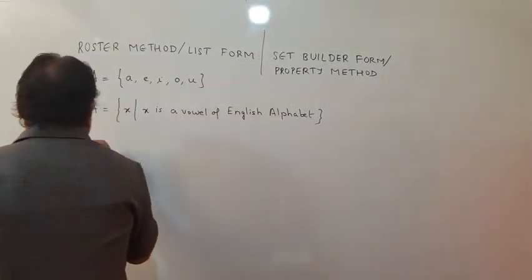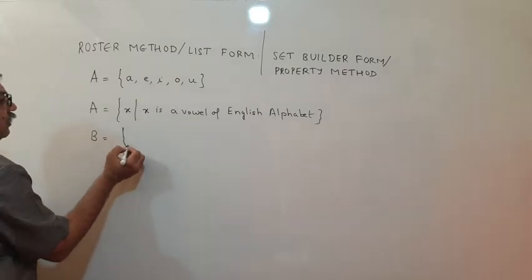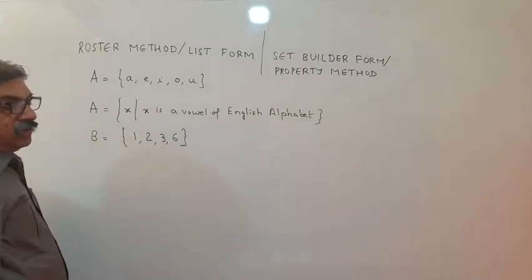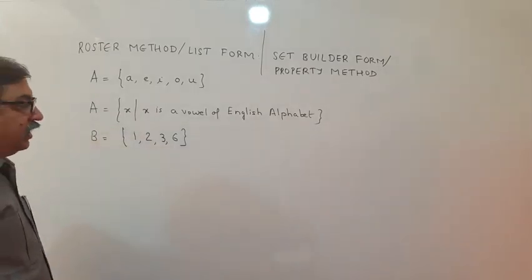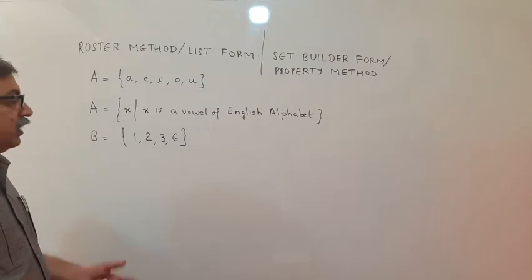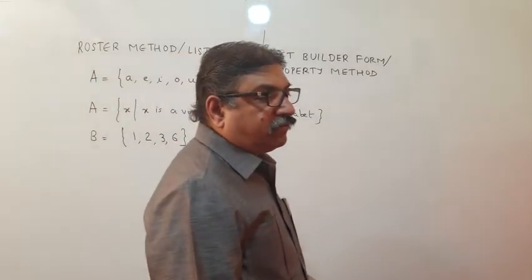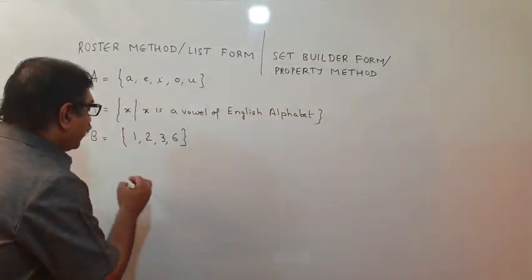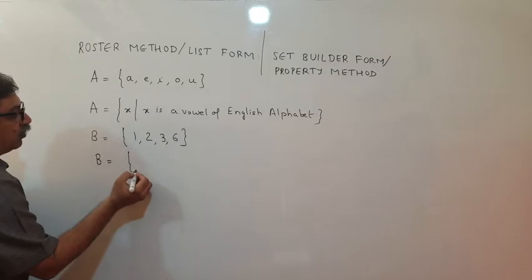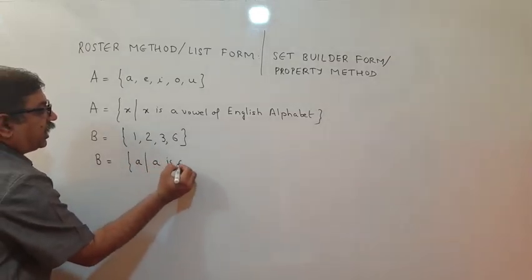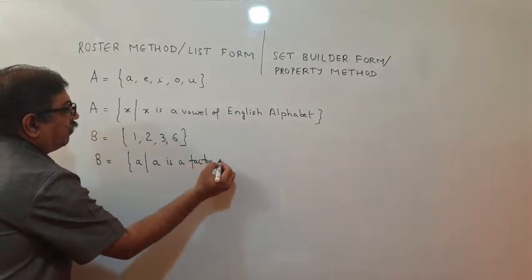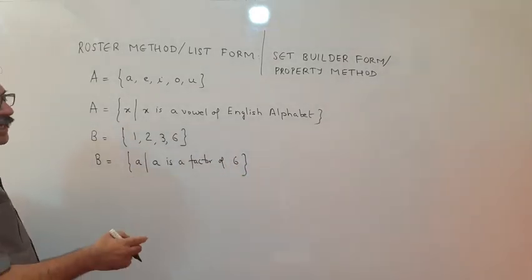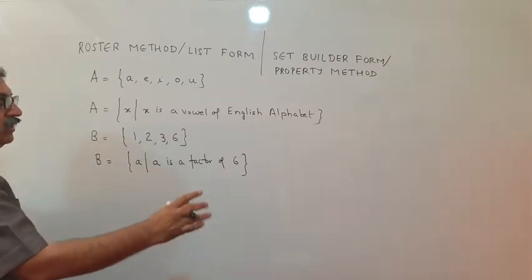If supposedly I have got a set B which contains elements 1, 2, 3 and 6, this is the roster form. If I want to write in property form or set builder form, I will have to identify the property of all these elements. So I can see these are all factors of 6. So I will write B is equal to A such that A is a factor of 6. I can say like this. So for general representation, I can use a symbol X or Y, Z, A, B, C, whatever.